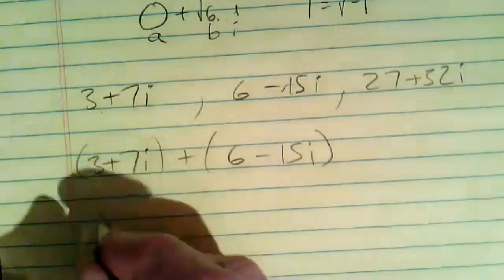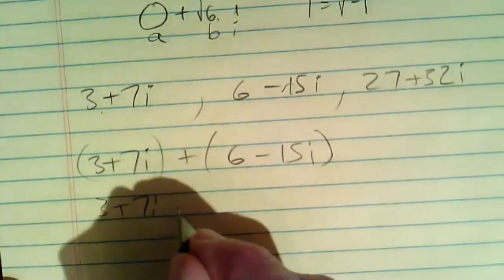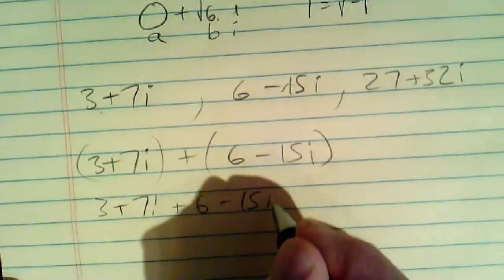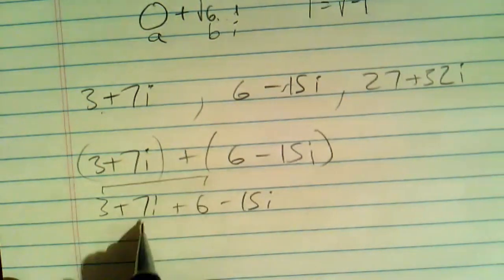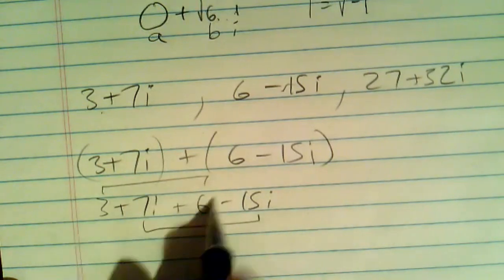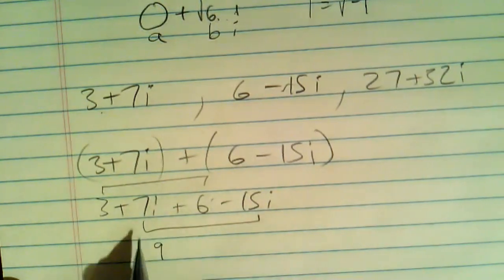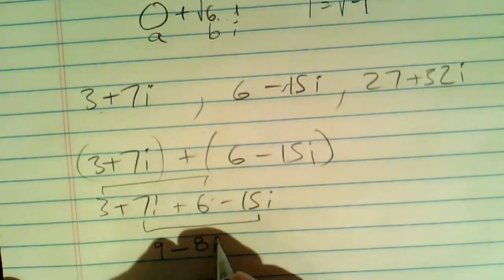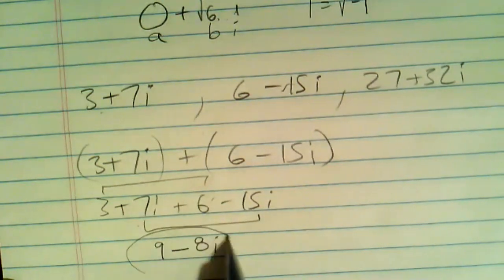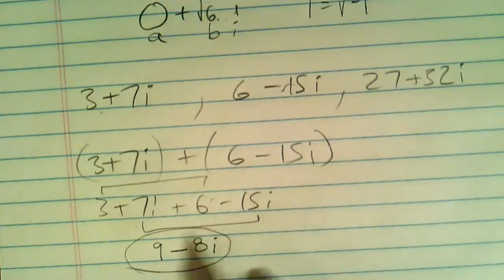So if I just drop those, 3 + 7i + 6 - 15i, now I'm just combining like terms. I combine my real numbers together. I combine my imaginary numbers together. 3 + 6 is going to give you 9. 7i - 15i will give you -8i. If you notice, my final answer is also in the form of a + bi, just that your a is 9 and your b is -8. Again, it's not difficult to do.